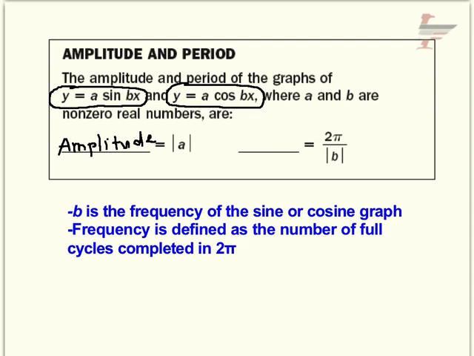Then your period is 2 pi divided by the absolute value of b. So now the number in front of the x, whatever that is, you'll divide your period, which is typically 2 pi, by that. This is not frequency. B is not the frequency, so if you wrote that down, it's not. Frequency is defined as the number of full cycles completed in 2 pi. But frequency is not B. So B is just B, doesn't have a special name.